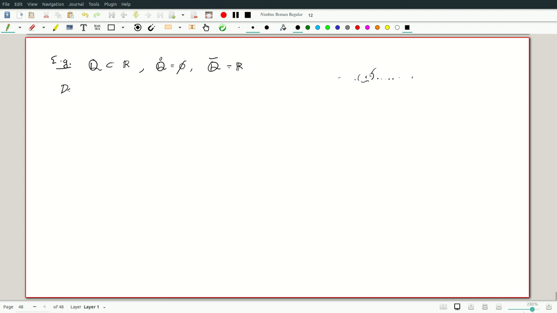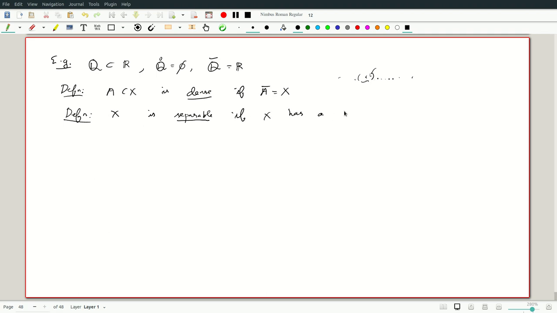So in this case, we'll say a definition: we say A in X is dense if A bar equals X. So it's dense if A bar equals X. This is an important notion, and having a dense set will become important. And we might as well make another definition. X is separable. This is a misleading name, but X is separable if X has a countable dense set.